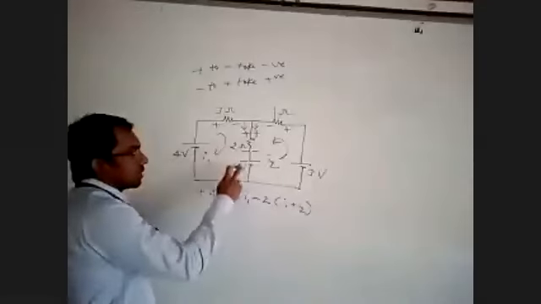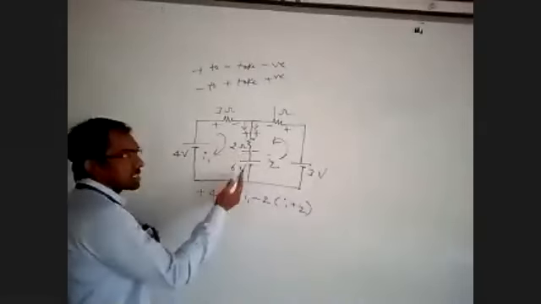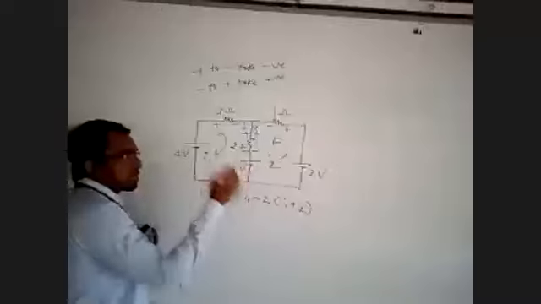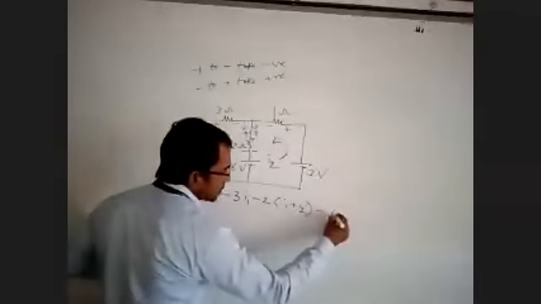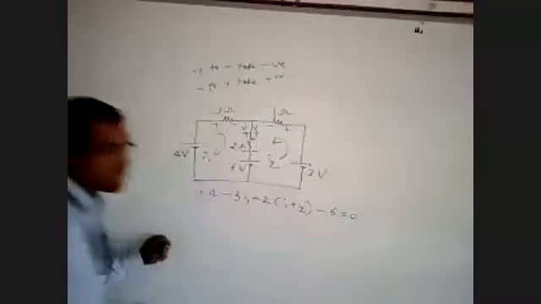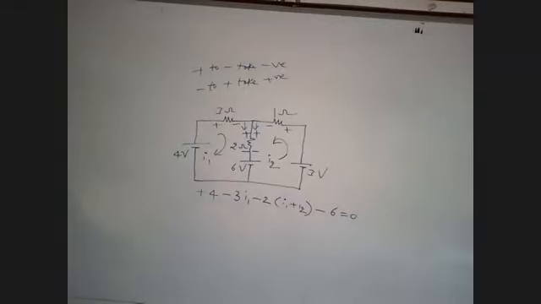Now I1 is flowing from plus to minus through the 6 volts. Plus to minus means minus 6. We have completed the first loop. That is equal to 0. Equal to 0 is very important. Many students will not write equal to 0. The definition itself says the algebraic sum of voltage drops in a loop is equal to 0.